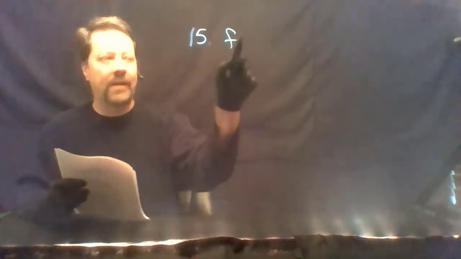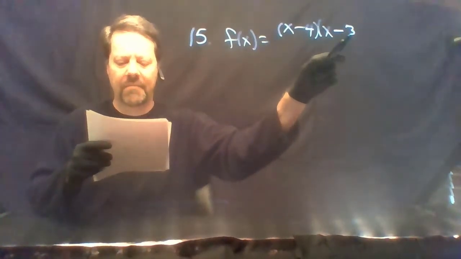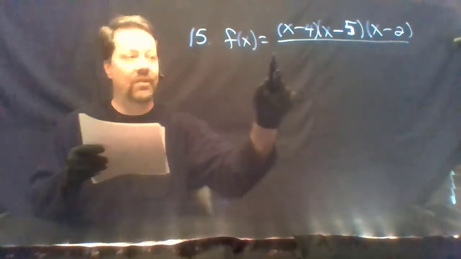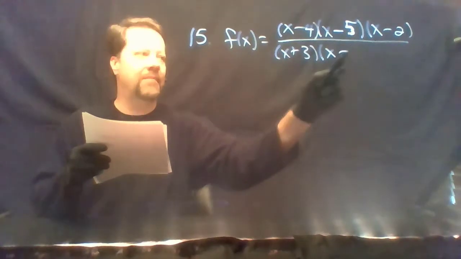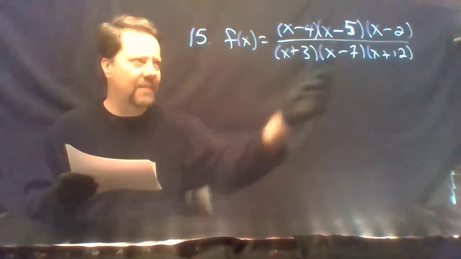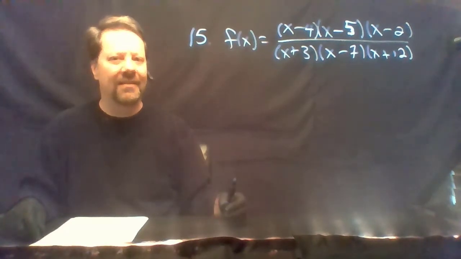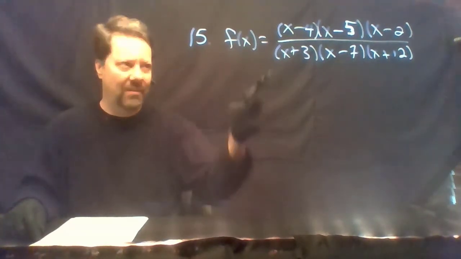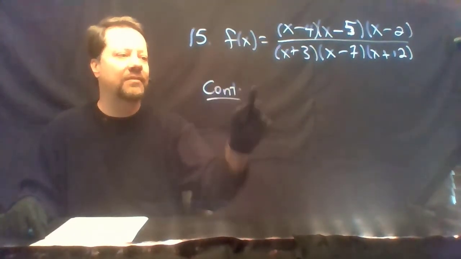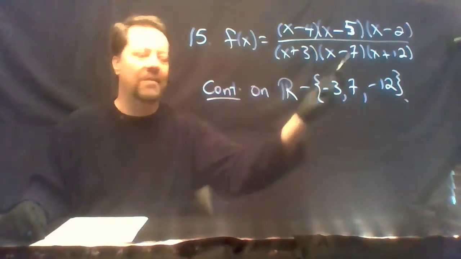Problem number 15 asks where the function f of x equals x minus 4, x minus, is that a 5, x minus 2, over x plus 3, x minus 7, and x plus 12. Sorry for the confusion on that middle one, but just a bad printout. This is a rational function, and rational functions are continuous everywhere except where you get division by 0, everywhere except where you can make the denominator equal to 0. So this is continuous on the entire line except for minus 3, 7, and minus 12.